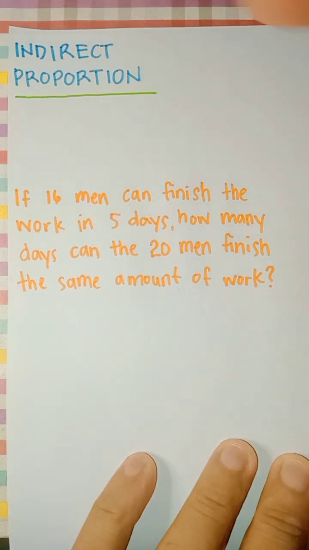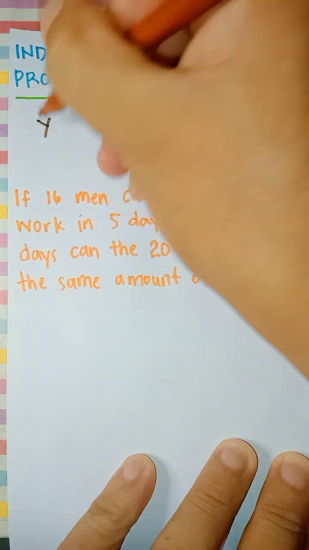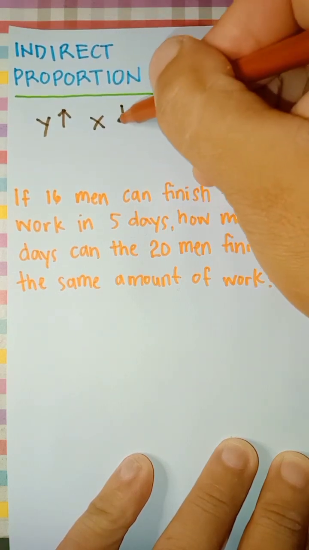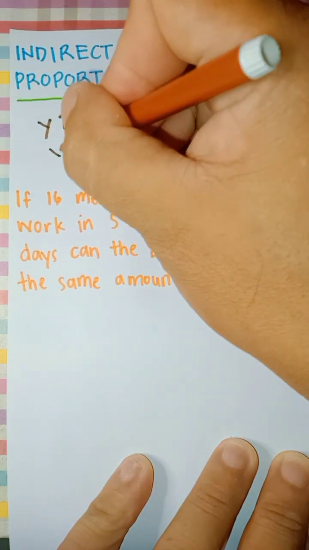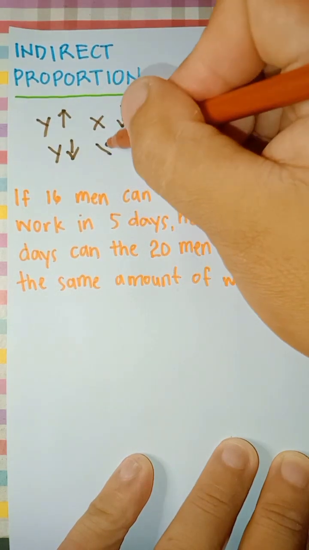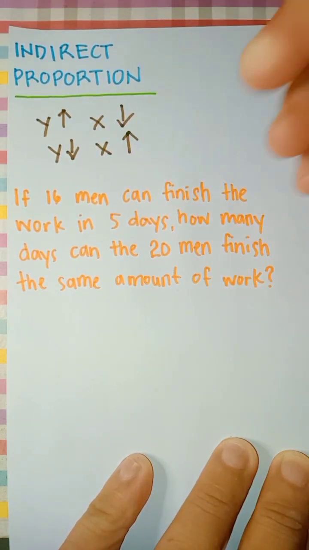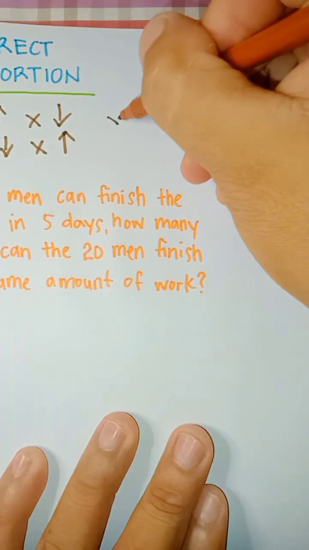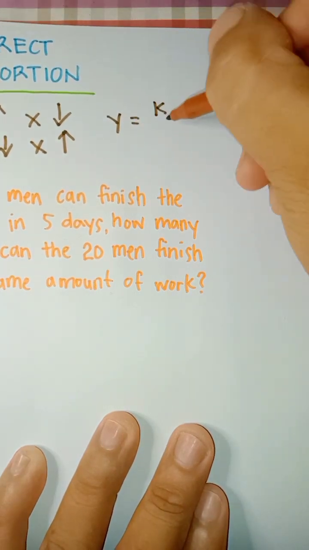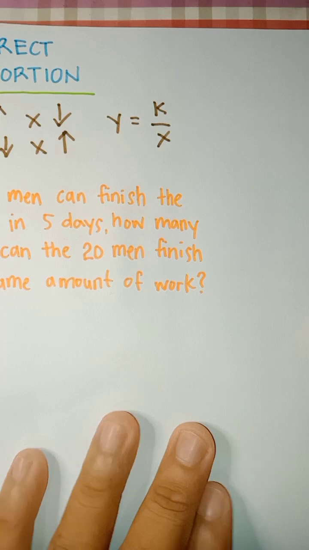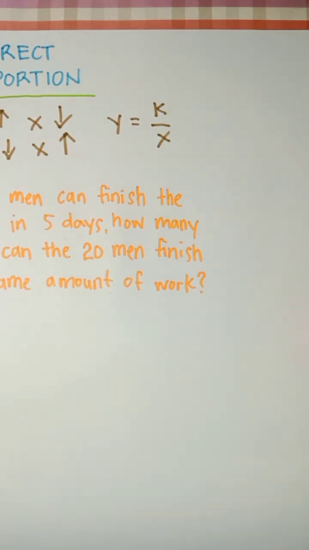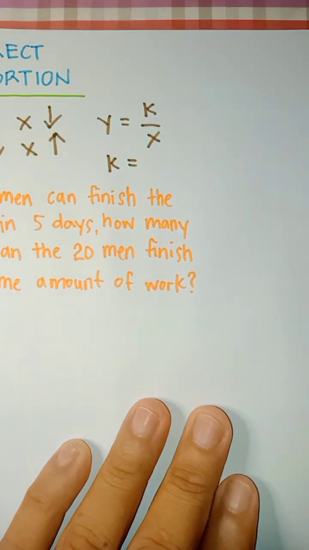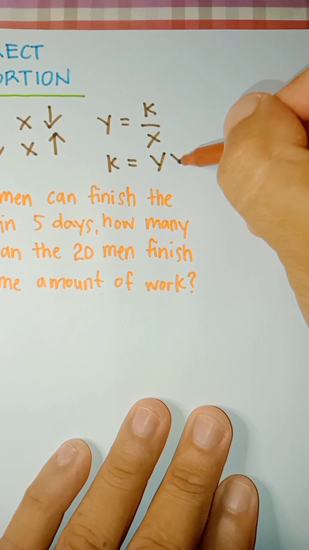So if we have quantity y, if y increases, then x decreases. Now, if y decreases, then the quantity x increases. Now, the formula for indirect or inverse proportion is y equals k over x, where k is the constant of proportionality. So the formula for k is k equals y times x.